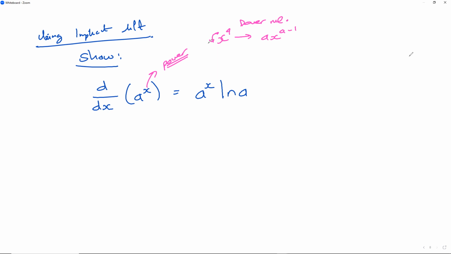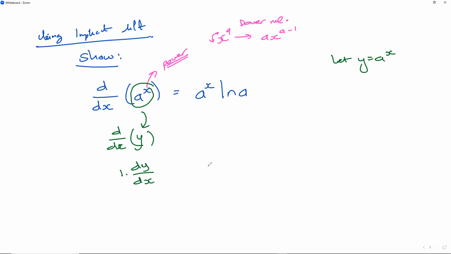This is where implicit differentiation comes in use a lot. So if I make this equal to y, and I go d/dx of this function y, so I'm going to say let y equal a to the power of x. And if I'm deriving d/dx y, it'll become 1 times dy/dx. Actually, I'm just going to prove that it's equal to that. So if I derive this, it's going to be dy/dx on the left-hand side. Done. Okay.